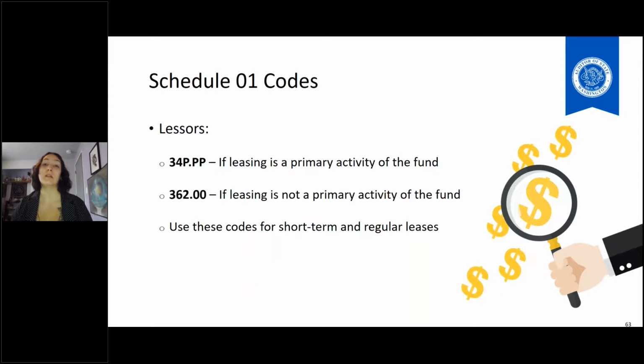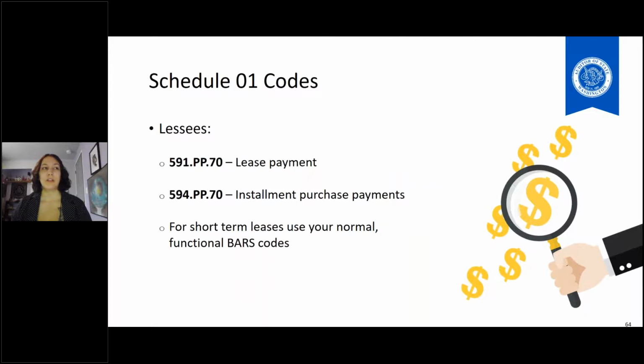You might have a different fund though, like probably your general fund, where leasing is not the primary purpose of that fund. So if leasing is not the primary activity of the fund, that's when you use the 362 code. For our lessors, these are the codes you use for a short-term lease and the regular lease. You don't change your revenue codes for those. Now for the lessees.